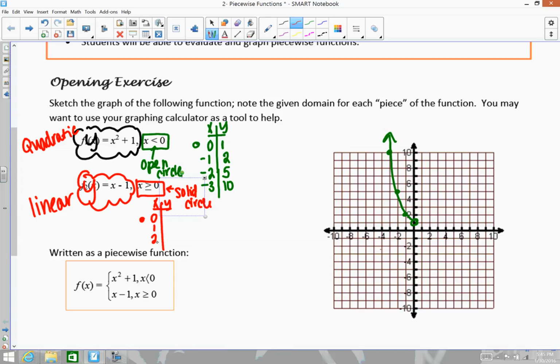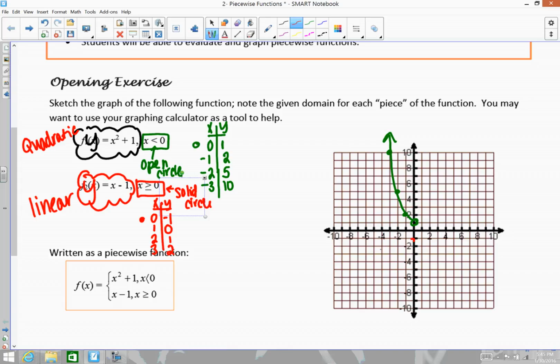So 1, 2, 3. You could keep going, but that's enough. And then you're going to plug them in or use your calculator to complete the table. So 0 minus 1, negative 1. 1 minus 1 gives me 0. 2 minus 1 gives me 1. 3 minus 1 gives me 2. Go ahead and plot these. Remember, it should look like a line.